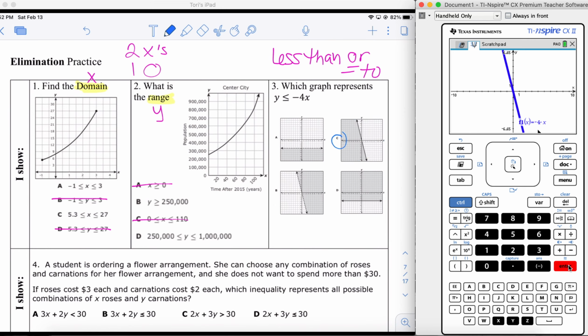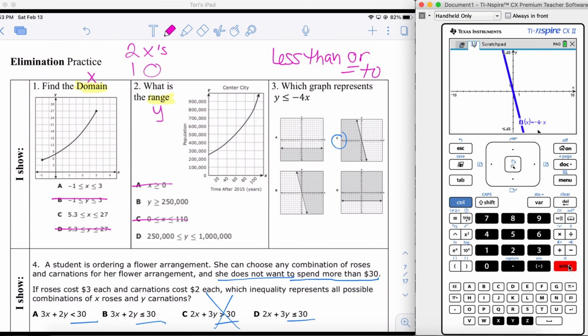All right, one on the bottom, it says a student is ordering a flower arrangement. She can choose any combination of roses and carnations for her flower arrangement, but she does not want to spend more than 30. Okay, does not want to spend more than 30. So if I'm looking at all of these values, less than 30, less than or equal to 30, greater than 30, less than or equal to 30. If I do not want to spend more than 30, first one I'm going to eliminate is that greater than option. I do not want to spend greater than $30, okay?